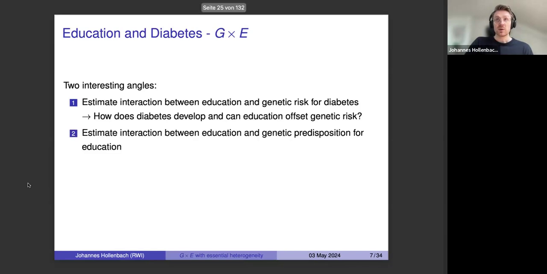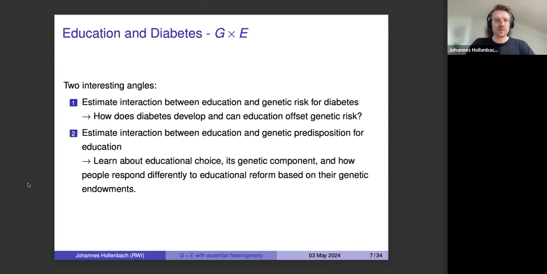We're not doing that. We're going the second route because we're interested in people's choices, people's educational choices, and how that relates to genetic predisposition. So what we're doing is we're estimating an interaction between education and genetic predisposition for education, so an education polygenic score. And what this tells us about is educational choice, as I've mentioned, its genetic component, and how people respond differently to educational reforms based on their genetic endowment.